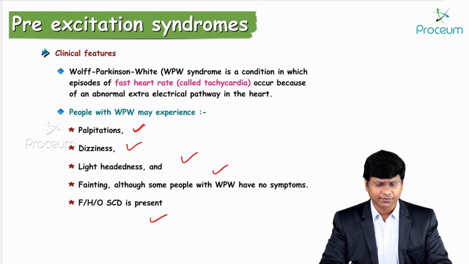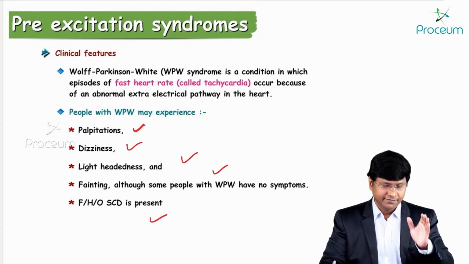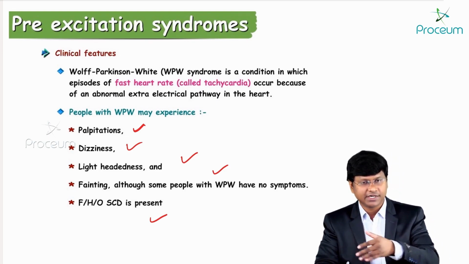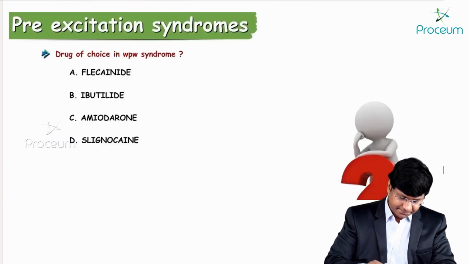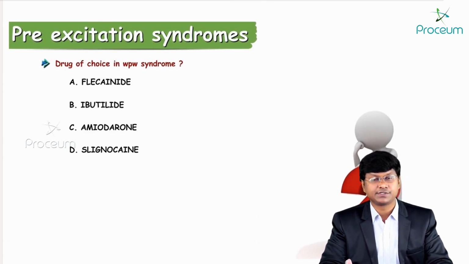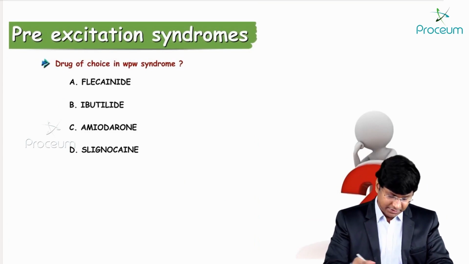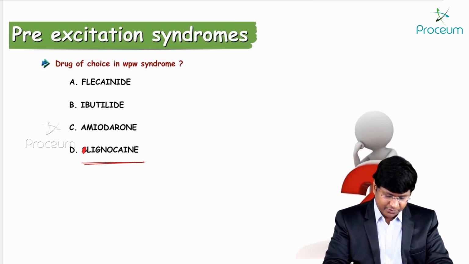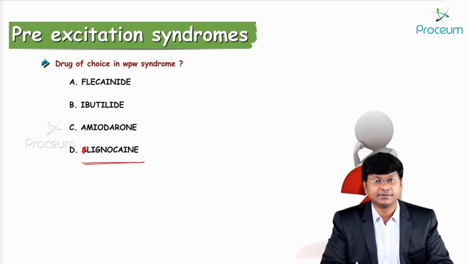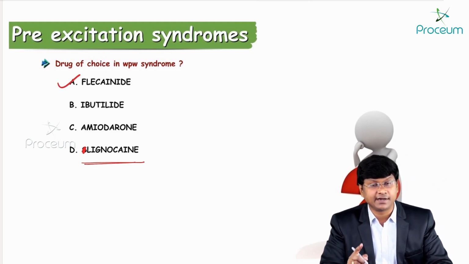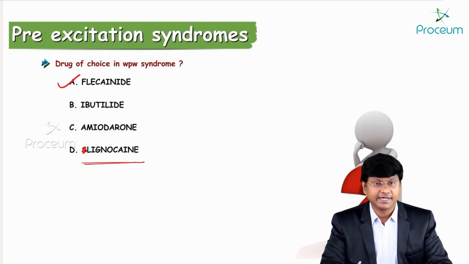Now, how do you treat these patients? See, we have medical management and we also have non-pharmacological management. What is that? I'll tell you. You see the question. The question is, drug of choice in WPW syndrome is flecainide, ibutilide, amiodarone, then lignocaine. The answer here is flecainide. Flecainide is considered the drug of choice in these patients with WPW syndrome.